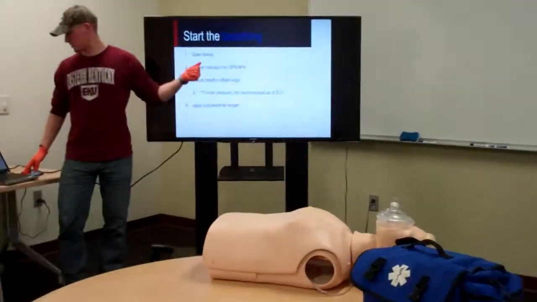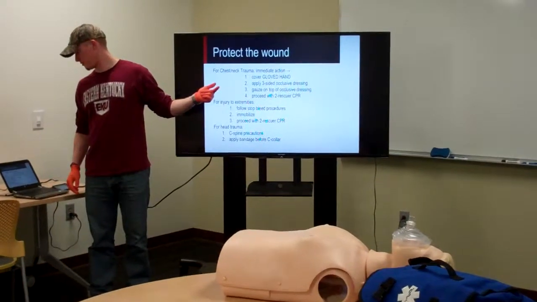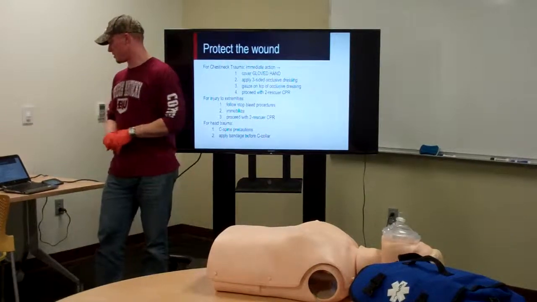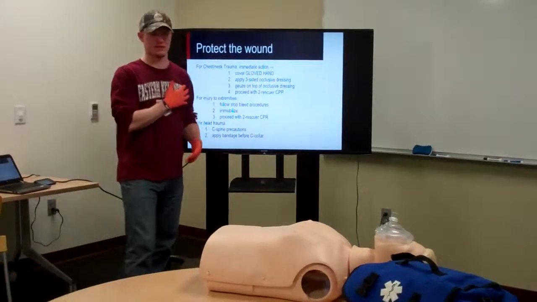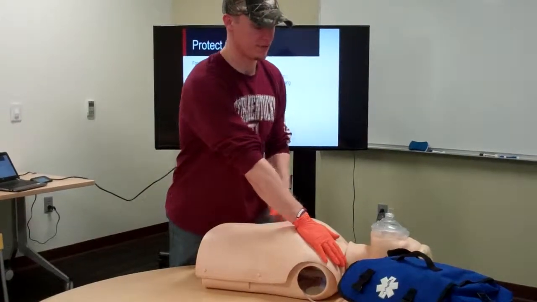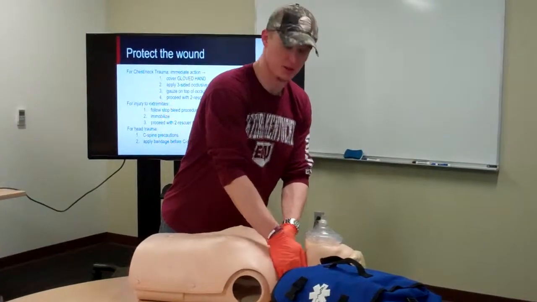Okay, so we have stop bleeding, start the breathing, protect the wound. Okay, so for a chest or neck trauma, the immediate action is, say you have a pneumothorax, you see that you do an exam, you put the gloved hand on right away. Same for the neck. If you want to prevent an air embolism, gloved hand on it right away.